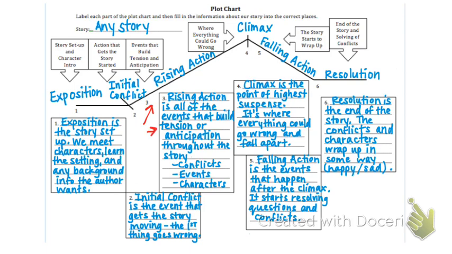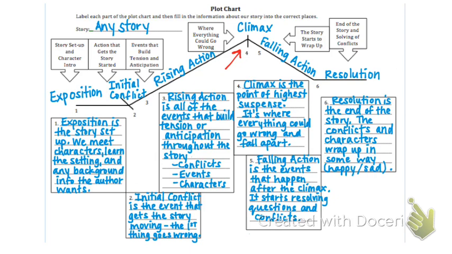Rising action is the majority of our storyline. Notice that it's like the longest piece. Rising action are all of the events that build tension or anticipation throughout the story. So these can be through conflicts, these can be through events, or through characters even, what the characters are going through. The rising action just builds that sense of anticipation, the lead up to the big event, the main climax, which is the fourth part.